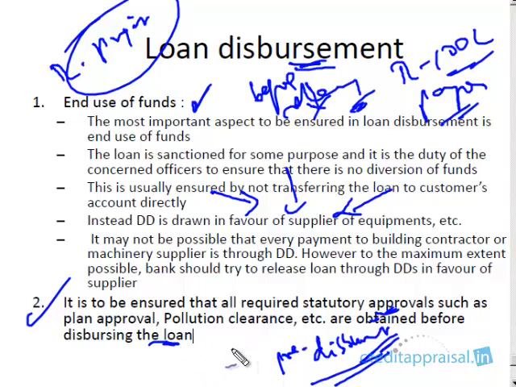It might not be practical in some cases, but as a banker, you can take the call depending on the seriousness of that particular approval. Some approvals, like plan approval, are a must. You cannot start the construction without a plan approval. Some approvals you can wait for. For example, the inspector of factories clearance is something you can wait for, because construction can start before getting that clearance. So it's a call you need to take. Some approvals you can stipulate as a pre-disbursement condition, but nevertheless, before disbursement you have to ensure that all the approvals are obtained.